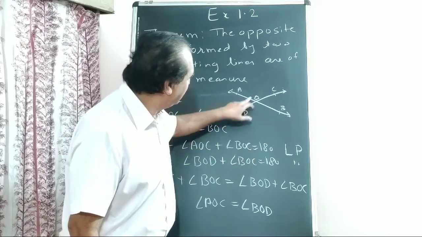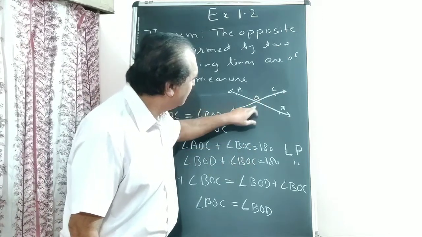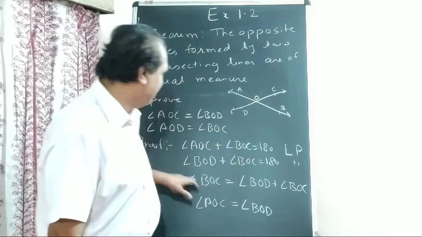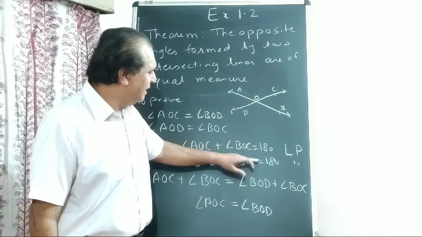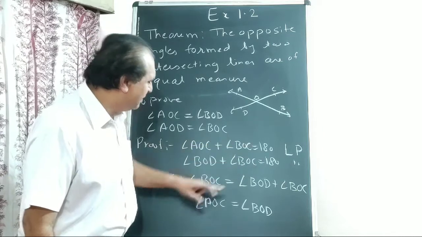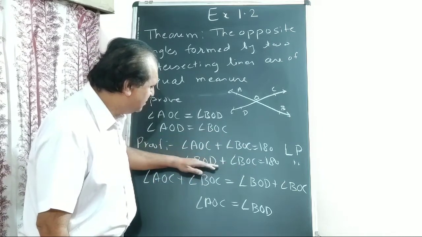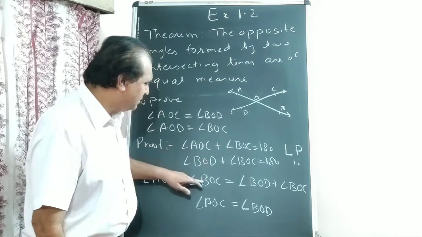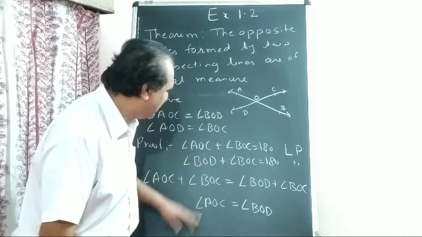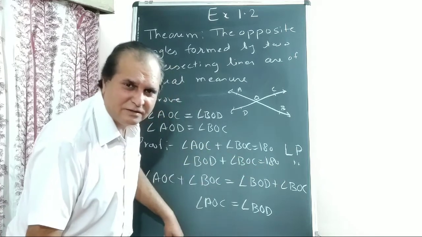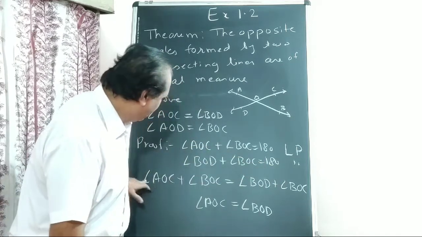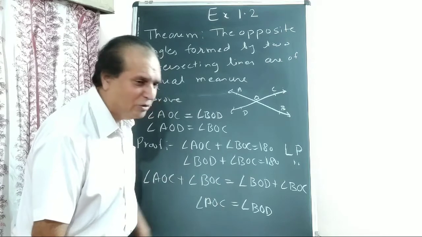Similarly, BOD plus BOC also linear pair, 180 degree. This is 180, this is 180. AOC plus BOC 180, BOD plus BOC 180. It means this is equal to this. So AOC plus BOC equal to BOD plus BOC. BOC cut. Right? So angle AOC equal to angle BOD proved.